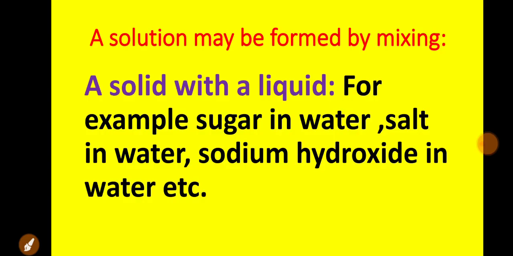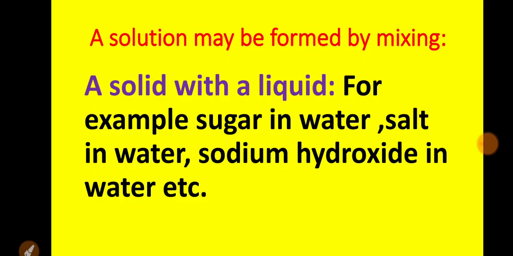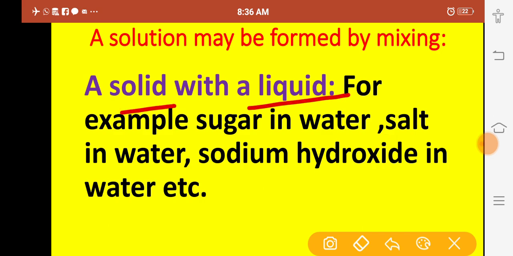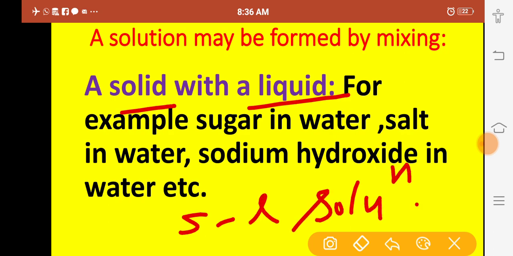Now next, solid with liquid. Here one component will be solid and another will be liquid. So it is said to be a solid-liquid solution. For example, sugar in water. Here sugar is the solute and water is the solvent, and sugar is in solid form and water is in liquid form. Similarly, salt in water. Salt is the solid, water is the liquid.